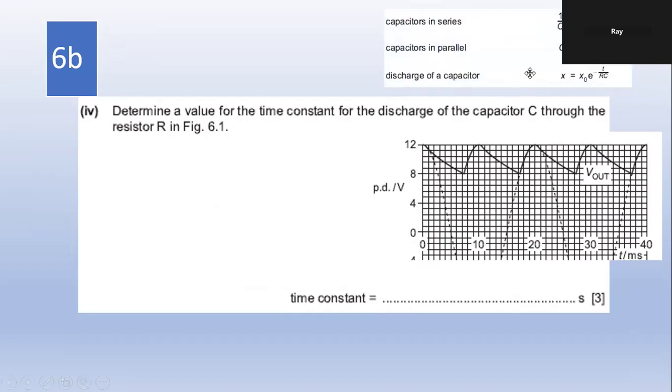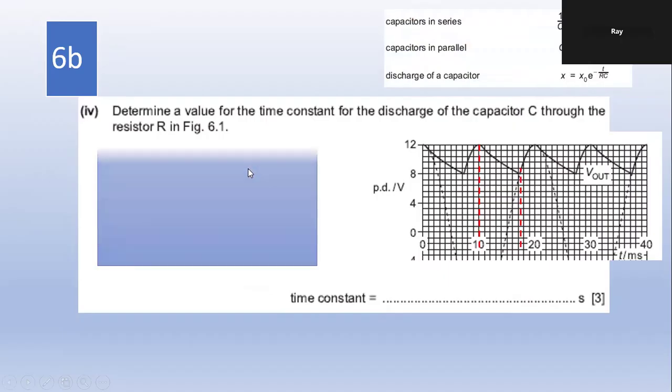Go to the data sheet, the formula sheet. This is given. This is what they want you to use. Instead of X, you use V. That's where you start, that's your X naught, and this is the time that it discharged to. So these are the 2 points that you need to read. Instead of X, you use V.